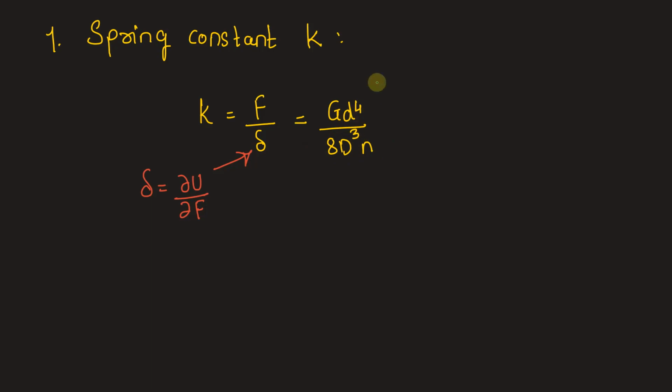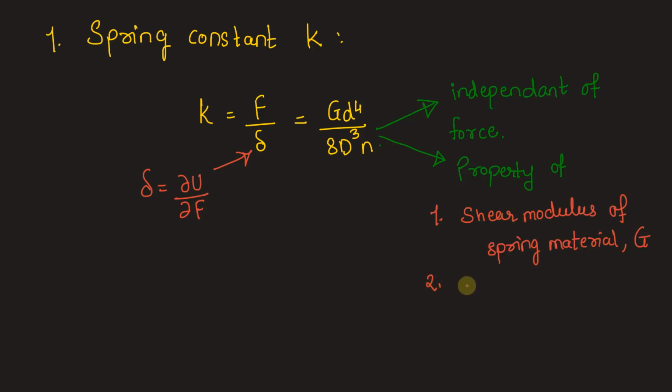So we can see that spring constant K is independent of force, as it is a property of, first, the shear modulus of the material G; second, the coil diameter, capital D; third, the coil wire diameter, small d, both of which are different; and fourth, the number of turns in the spring.